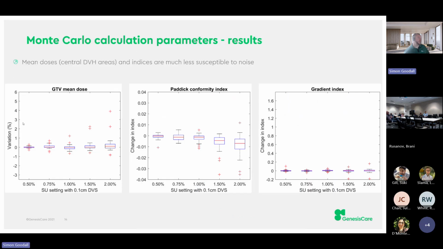What is reliable is things that sit near the middle, so things like the mean doses, because we add a bit of higher dose, a bit of lower dose, introducing the noise, then we get to maintain the same mean. And then things like conformity indices and gradient indices are largely unaffected, again, because they're generally ratios, and they kind of balance out the added hotspots and cold spots.